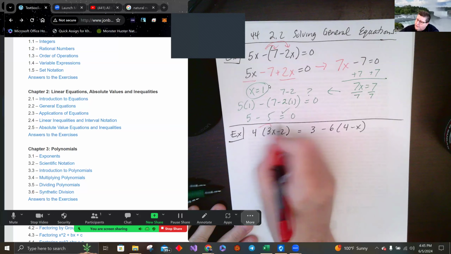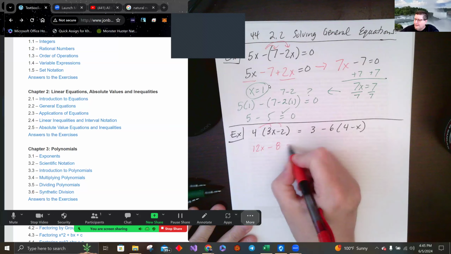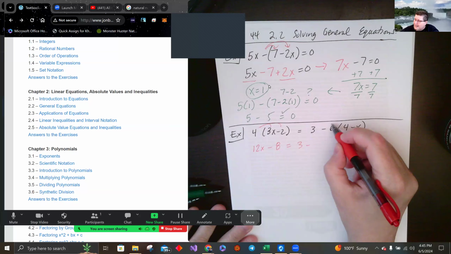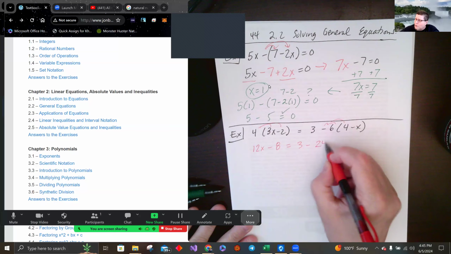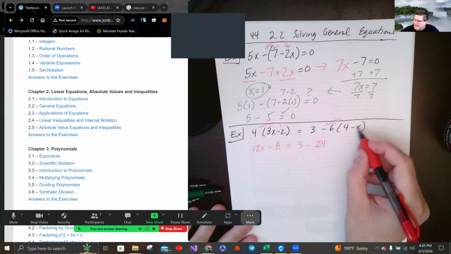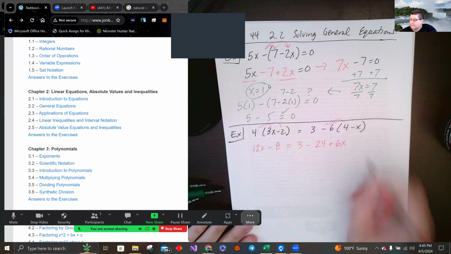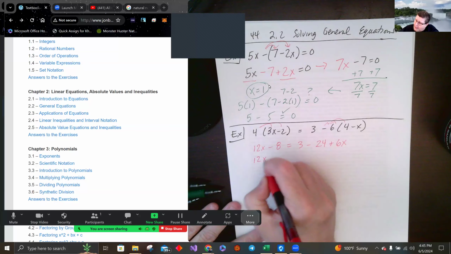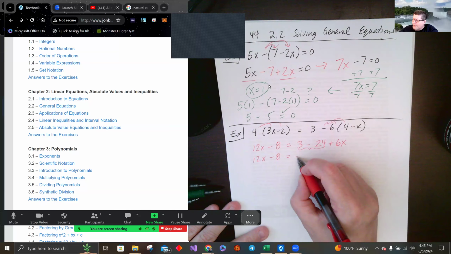We'll distribute. 4 times 3x is 12x. 4 times negative 2 is negative 8. I'll distribute the negative 6. Negative 6 times 4 is negative 24. And negative 6 times negative x, there's 2 negatives, it makes it positive 6x. All right. I'm going to collect like terms. Those are like terms. 3 minus 24 is negative 21.